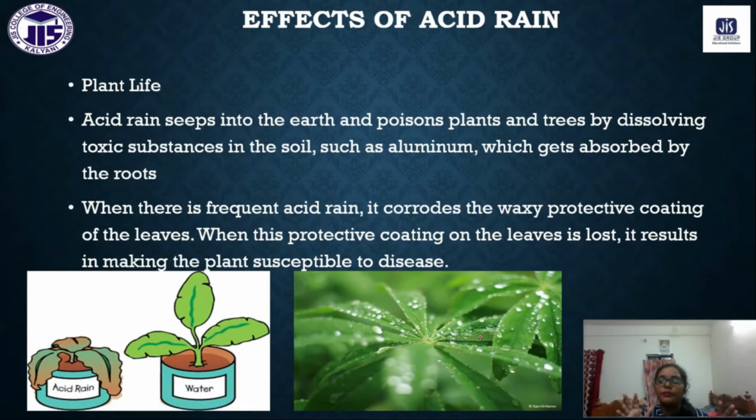This acid rain will affect the plants, the humans, and also all types of aquatic animals. Okay, so for the plants, generally what will happen is this acid rain can dissolve all types of toxic minerals and toxic compounds, which will be absorbed by the plant's root. So this is harmful for the plants.